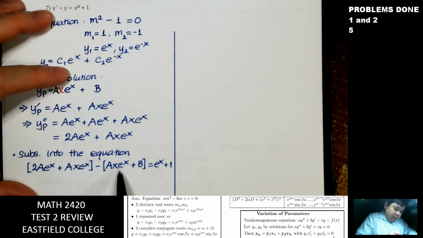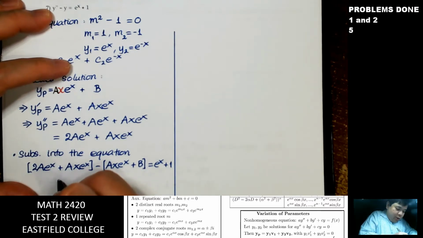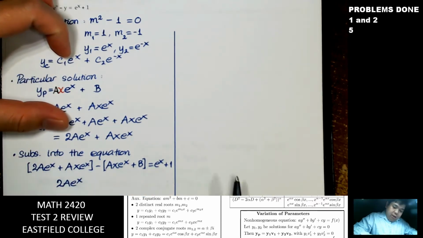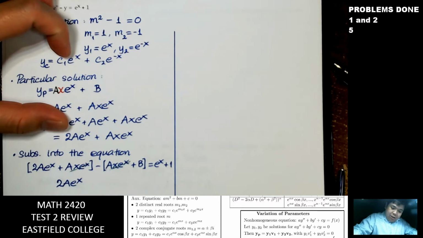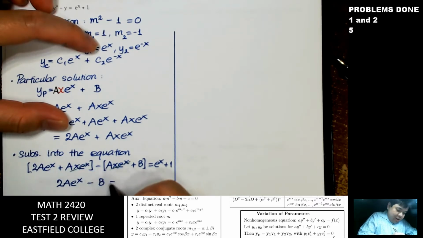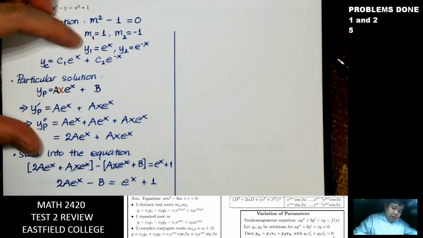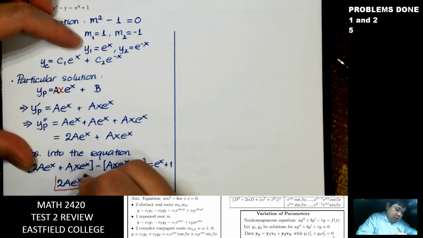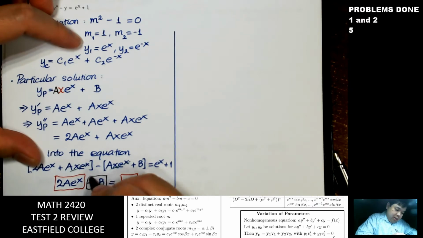Right, and simplify this. Looks like we have a x e to the x, which will cancel out. We just have 2a e to the x. Those two will cancel out. Minus cancels with the plus, and then the minus b equal to e to the x plus 1. Now matching coefficients, this e to the x term must be the same as that, and the minus b must be equal to the 1.